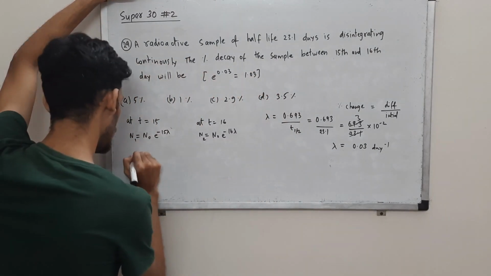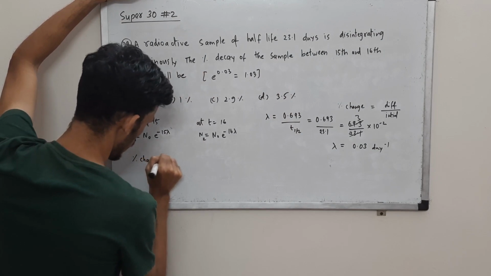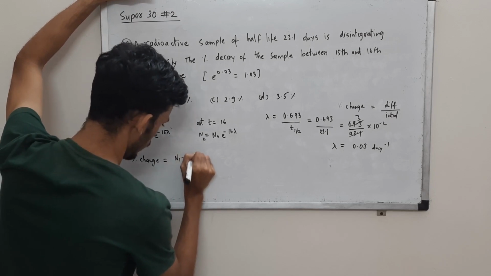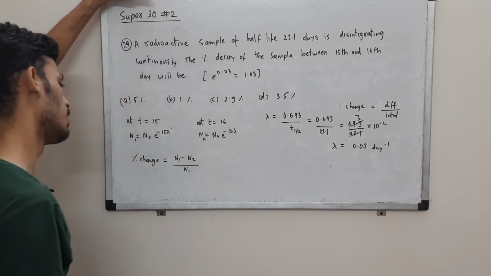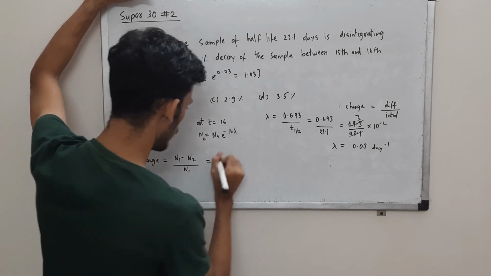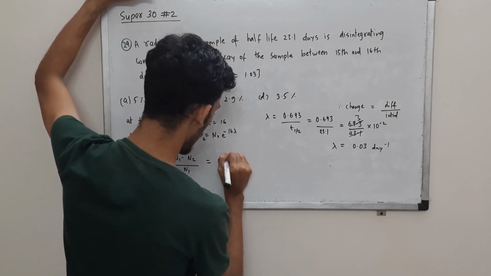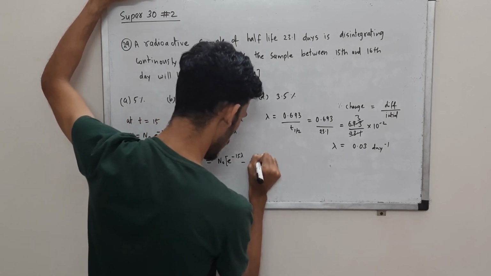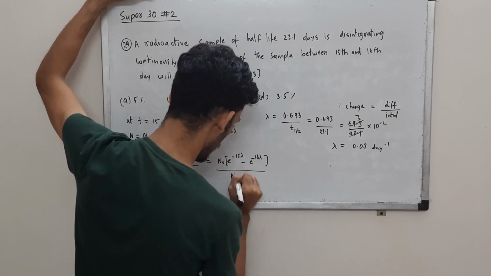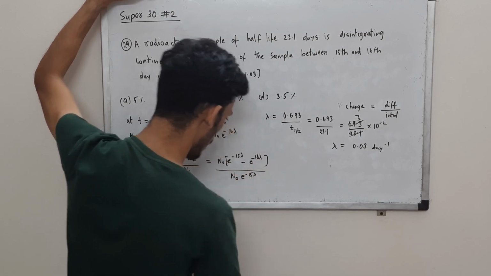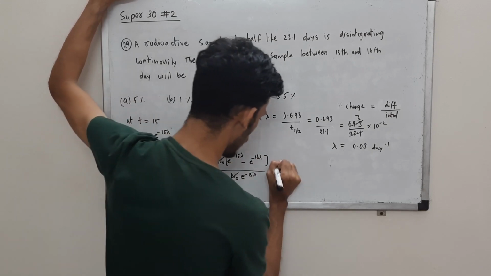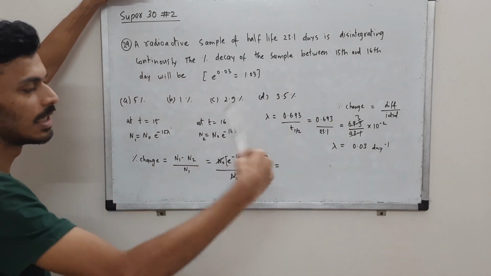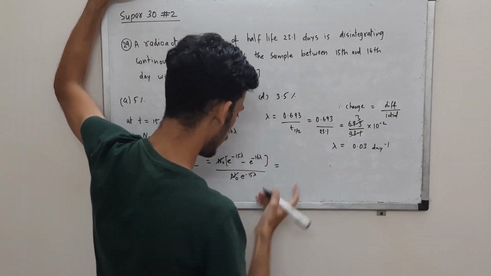Now percentage change is simple. Difference, which is n1 minus n2, upon n1, initial minus final upon initial. So n0 we can take common, e raised to minus 15 lambda minus e raised to minus 16 lambda, upon initial, n0 e raised to minus 15 lambda. So this and this will get cancelled. We are doing initial minus final, 15th day before 16th day, not the other way around.